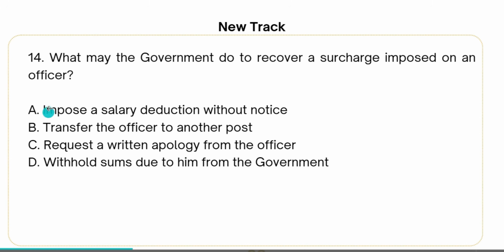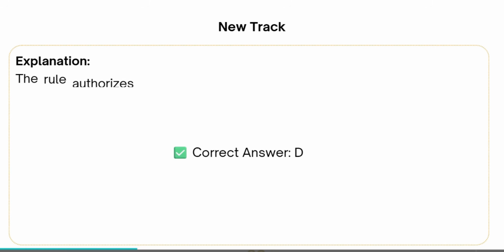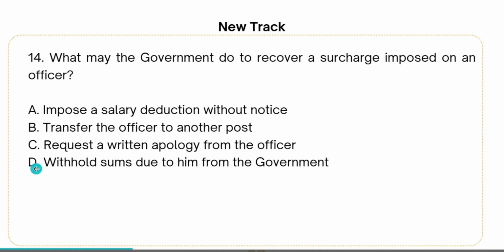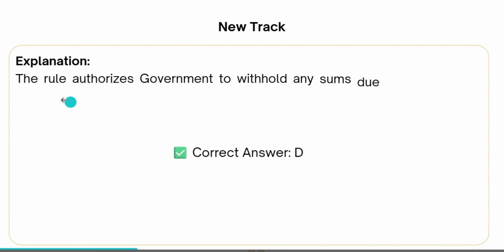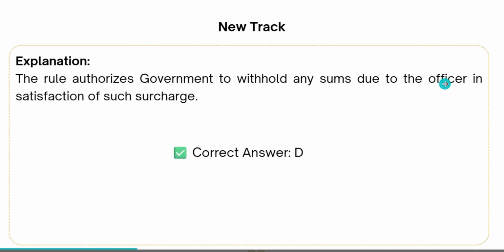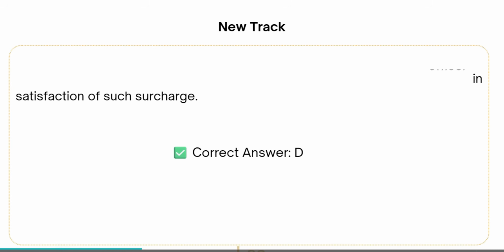Now, why do I say it's either A or D? Because B and C have nothing to do with surcharge imposed on an officer. So the right option will either be A or D. And according to our answer, the answer should be D. D says withhold sums due to him from the government. So the rule authorizes government to withhold any sum due to the officer in satisfaction of such surcharge.